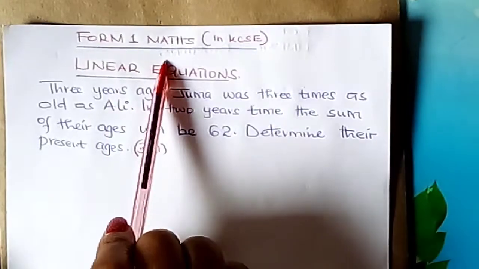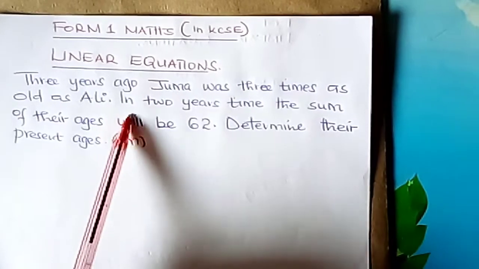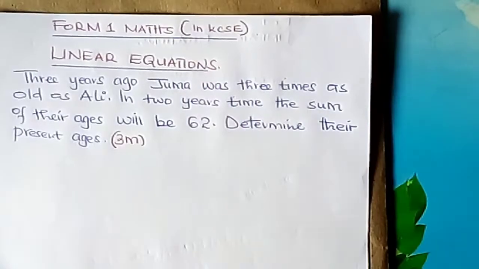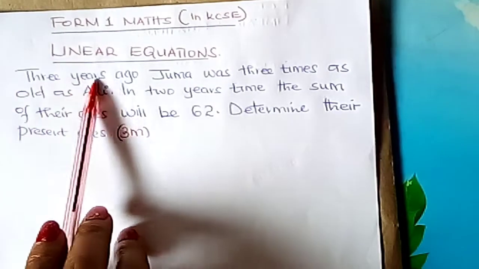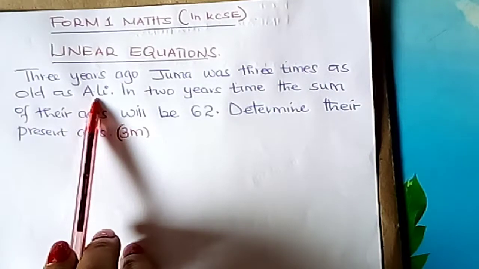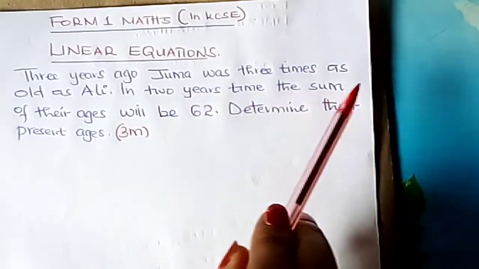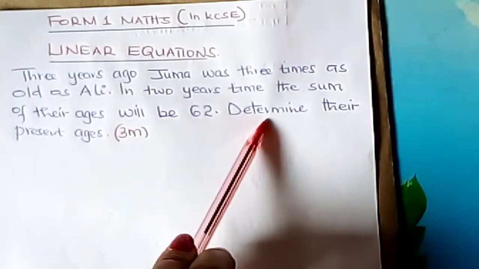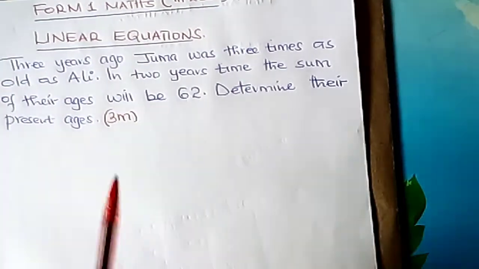To Form 1 Mathematics. The topic is linear equations. This question here, learners, was tested in KCSE some time back. Let us look at it. We are told that 3 years ago, Juma was 3 times as old as Ali. In 2 years' time, the sum of their ages will be 62. Determine their present ages. Learner, let us look at it.